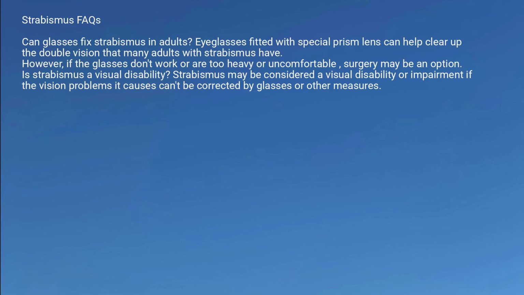Strabismus FAQs. Can glasses fix strabismus in adults? Eyeglasses fitted with special prism lens can help clear up the double vision that many adults with strabismus have. However, if the glasses don't work or are too heavy or uncomfortable, surgery may be an option. Is strabismus a visual disability? Strabismus may be considered a visual disability or impairment if the vision problems it causes can't be corrected by glasses or other measures.